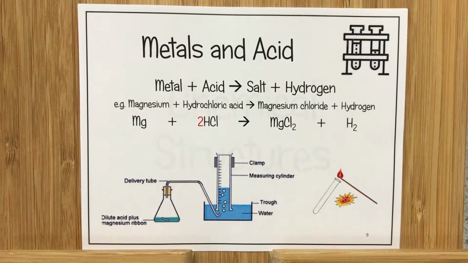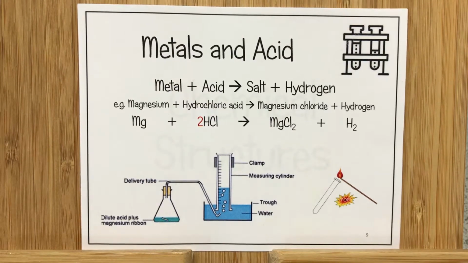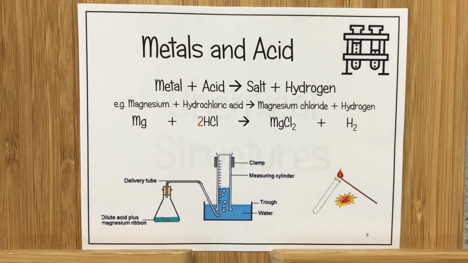And we've got this setup of equipment where we've got a conical flask with the acid and magnesium ribbon reacting together. And then we've got a delivery tube delivering that hydrogen into that inverted measuring cylinder. Inverted means upside down. So we've got a measuring cylinder, filled it with water, put it into a trough, and then the hydrogen gas bubbles through and we can collect that hydrogen gas.